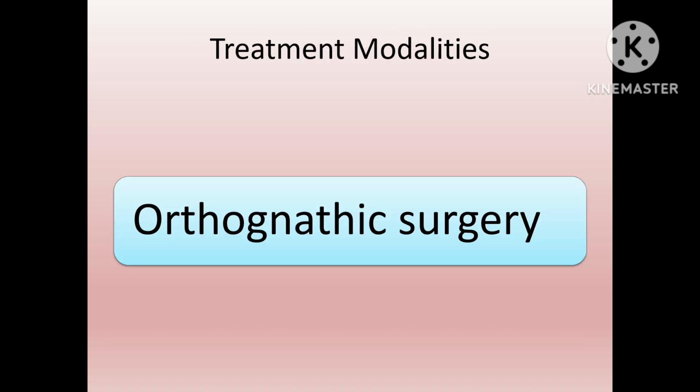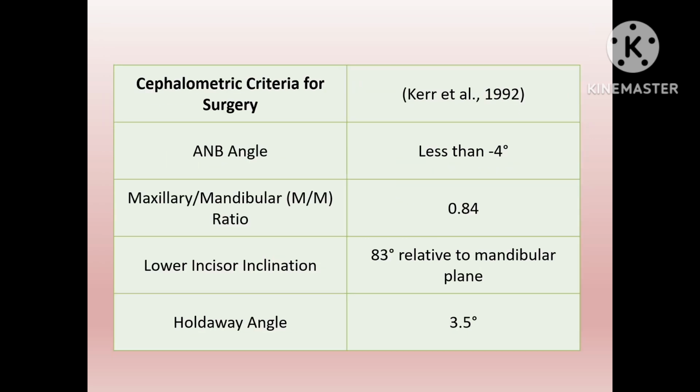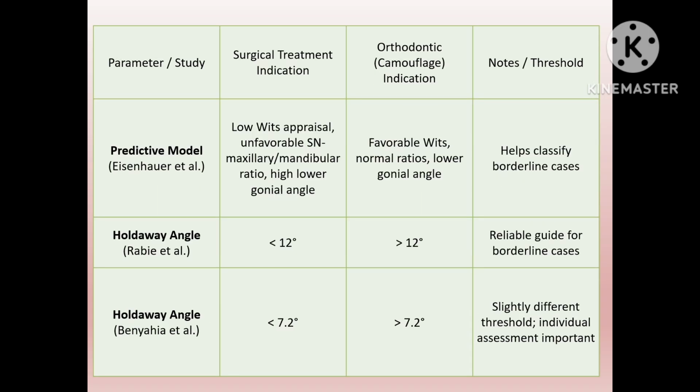In the surgical management of skeletal class 3 in the non-growing patient, the maxilla may be advanced or the mandible pushed back as the condition demands. Sometimes a combination of upper and lower jaw surgery is performed with reduction genioplasty. Class 3 malocclusion treatment choice depends on the severity. ANB less than -4 degrees and lower incisor angle less than 83 degrees suggest surgery. Predictive models using widths, SN, maxillary and mandibular ratios, and gonial angle help to differentiate the cases. For borderline cases, Holdaway's angle guides the decision.